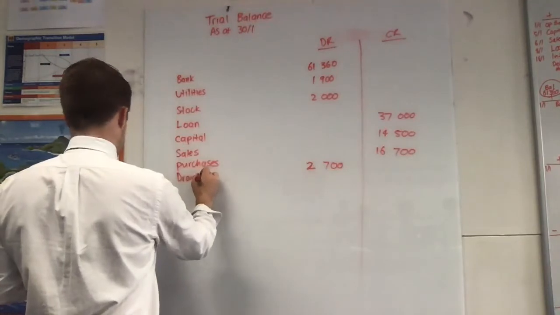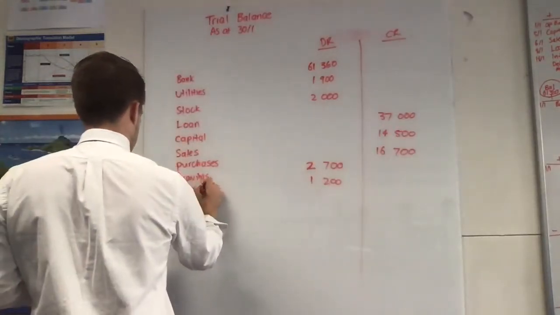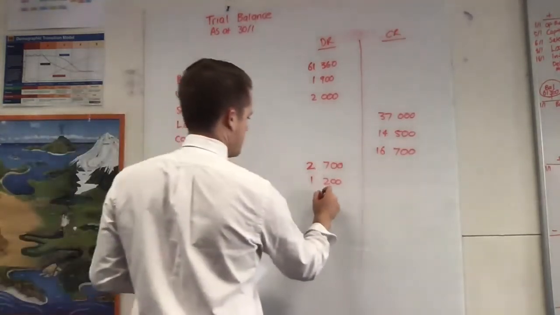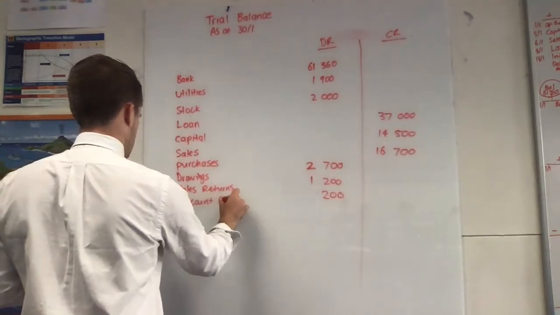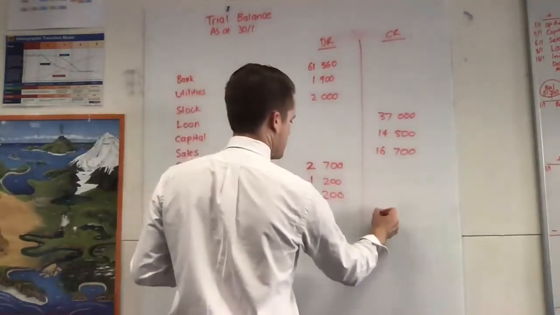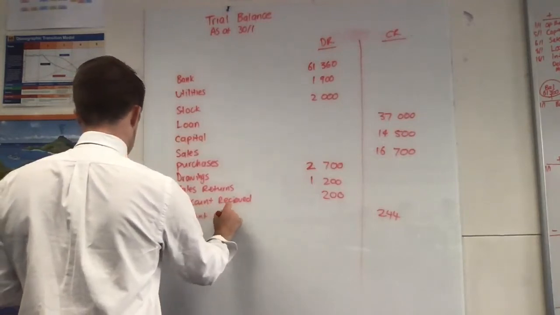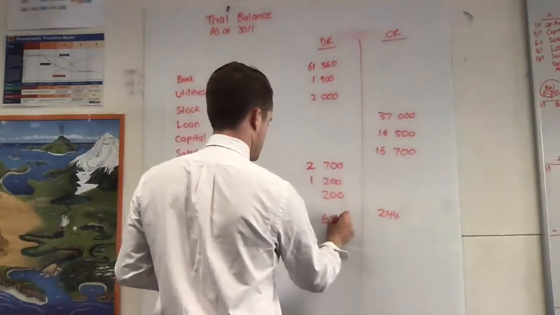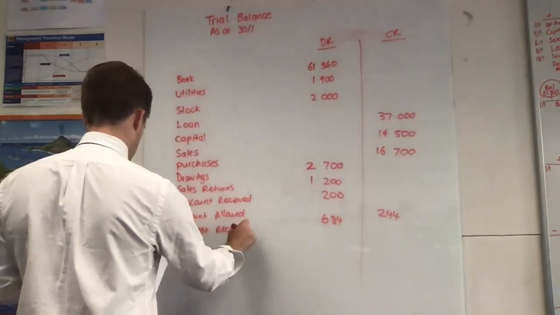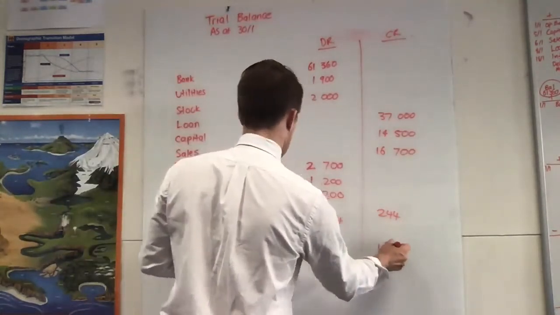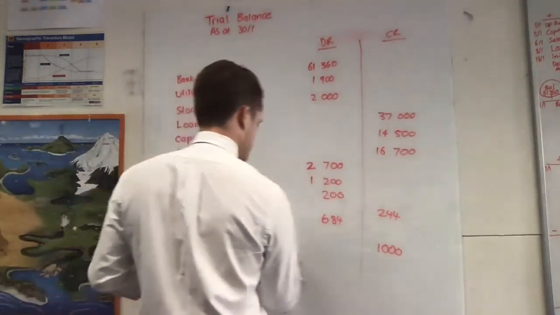Drawings. Our balance is on the debit side for 1,200. Sales returns. Our balance is on the debit side for 200. Discount received. Our balance is on the credit side. Discount allowed. Our balance is on the debit side. Interest received, or interest revenue, our balance is on the credit side. And lastly, purchases returns. Our balance is on the credit side.